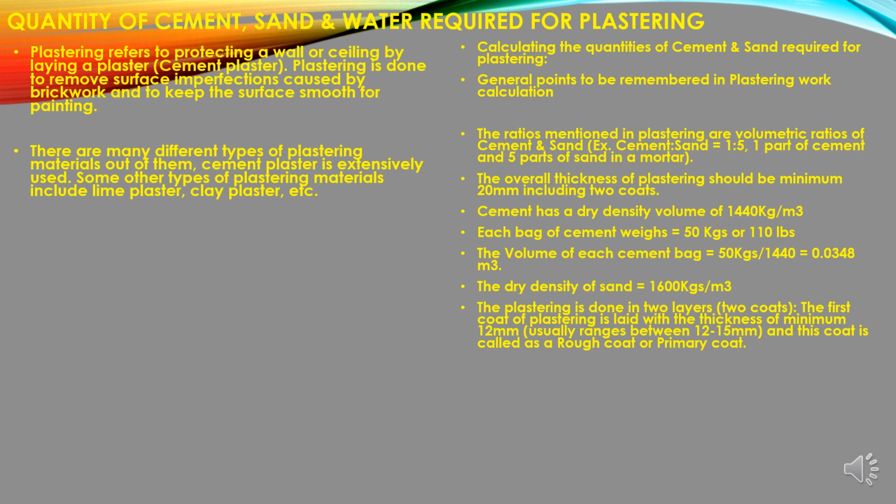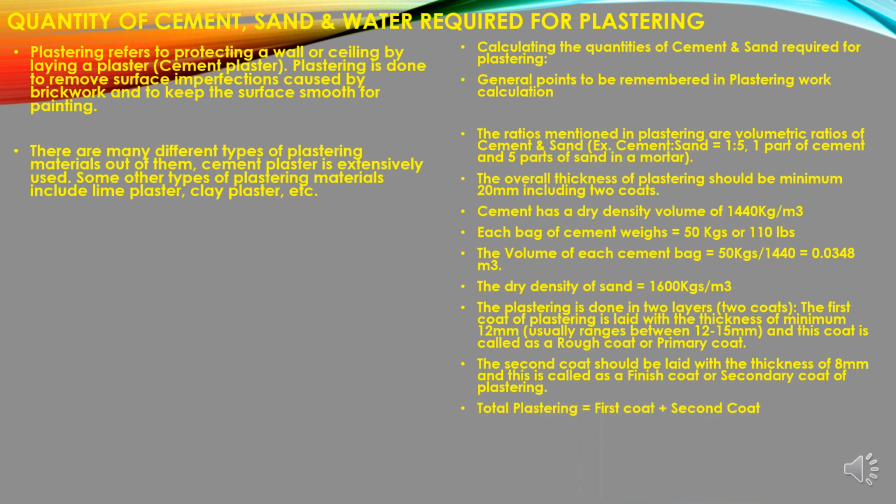The plastering is done in 2 layers. The first coat of plastering is laid with a thickness of minimum 12 mm, and this coat is called a rough coat or a primary coat. The second coat is laid with a thickness of 8 mm, and this is called a finish coat or a secondary coat in the plastering. Total plastering is equal to first coat plus second coat.